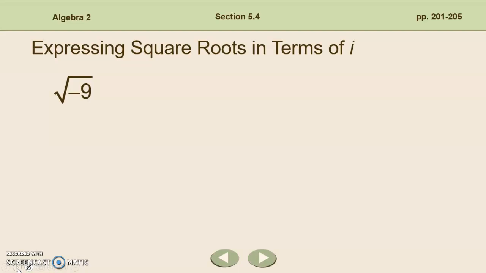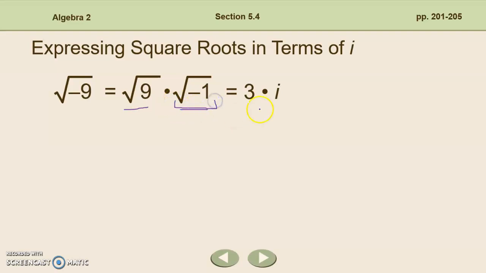When expressing square roots in terms of i, let's take a look at this example. We have the square root of negative 9. We can separate that into two separate square roots, two factors. We've got the square root of 9 and the square root of negative 1. We can take the square root of 9, we know that's 3, and we've just stated that the square root of negative 1 is notated with an i, and so what we're left with is 3i.